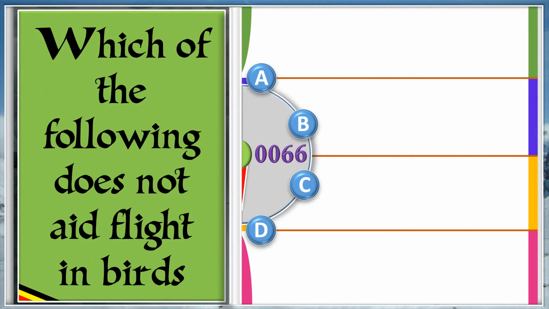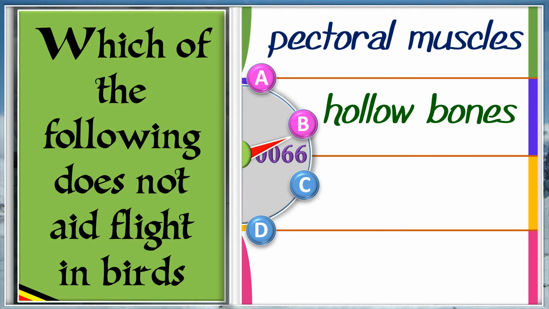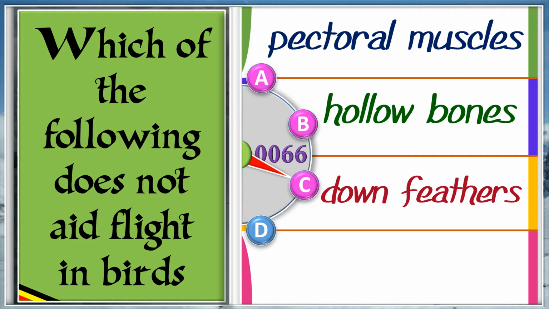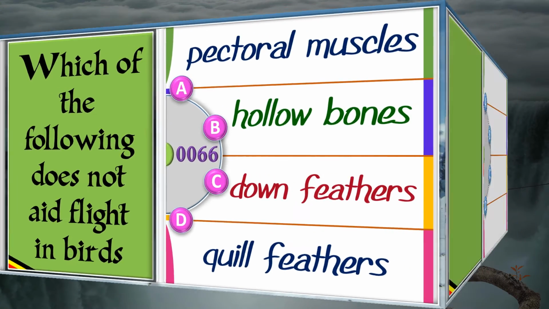Which of the following does not aid flight in birds? A. pectoral muscles. B. hollow bones. C. down feathers. D. quill feathers. And the answer is C. down feather.